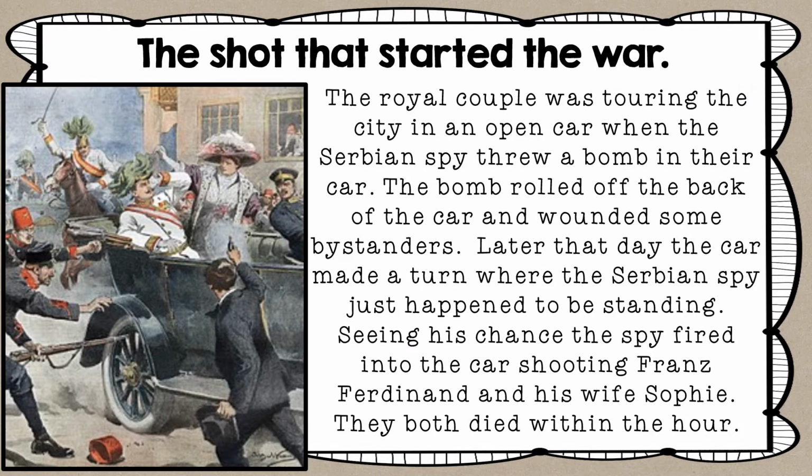The royal couple was touring the city in an open car when the Serbian spy threw a bomb in their car. The bomb rolled off the back of the car and wounded some bystanders. Later that day, the car made a turn where the Serbian spy just happened to be standing. Seeing his chance, the spy fired into the car, shooting Franz Ferdinand and his wife Sophie. They both died within the hour. How sad.